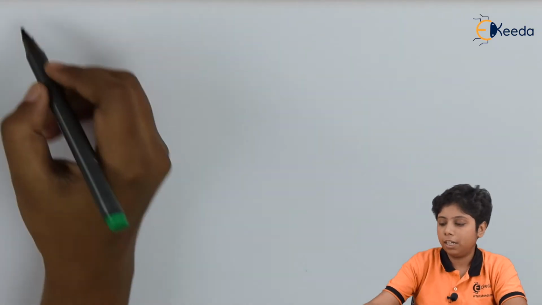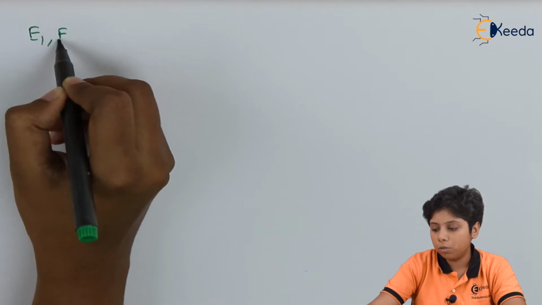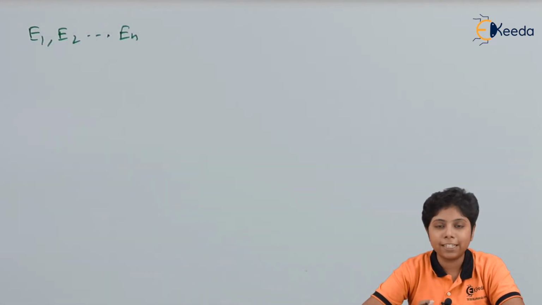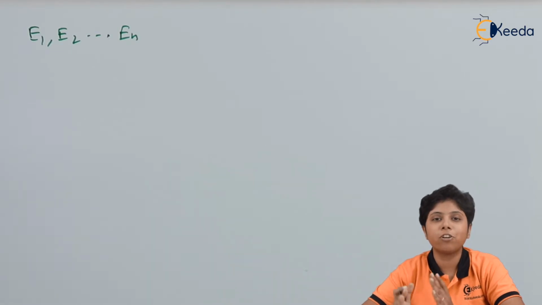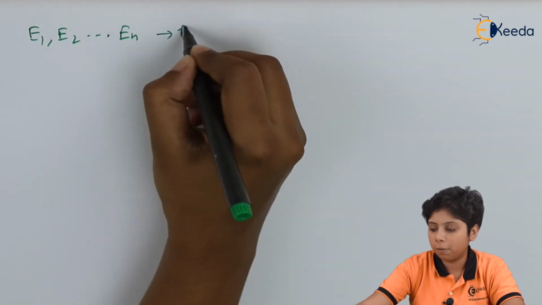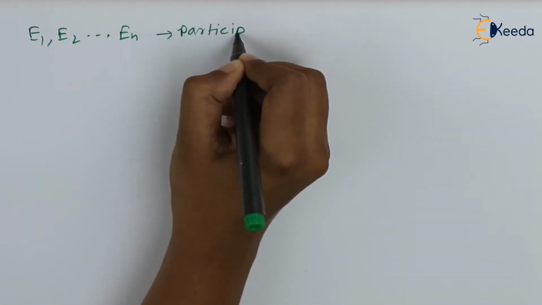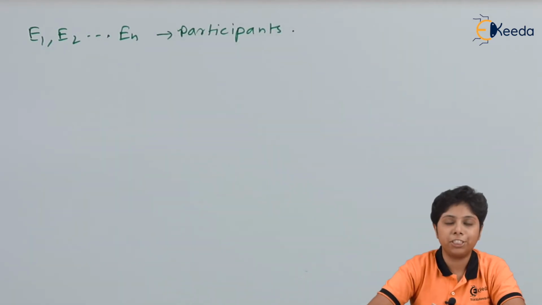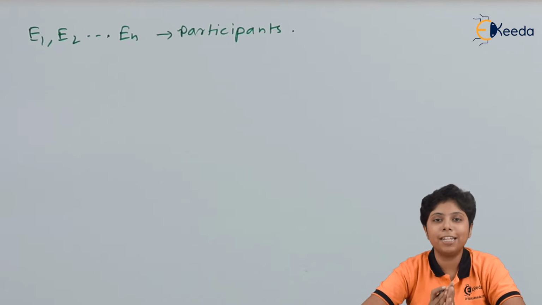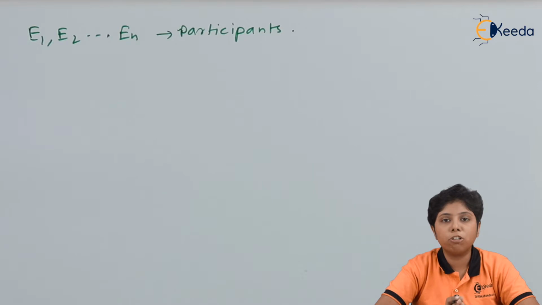Now we call E1, E2 to En the entities in an ER model, but when we are talking about relationship sets, we can call them participants. So the entities are the participants of a relation. Or we can say that the relations are an instance of those entities.